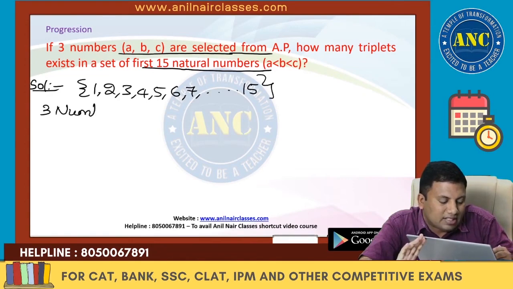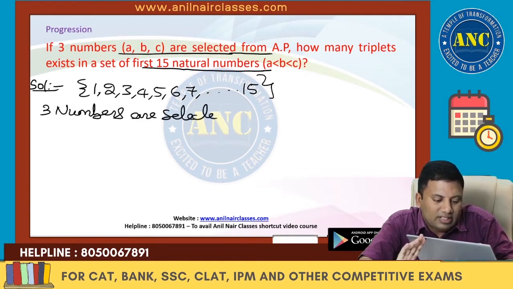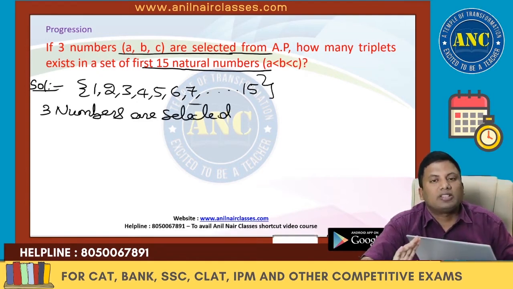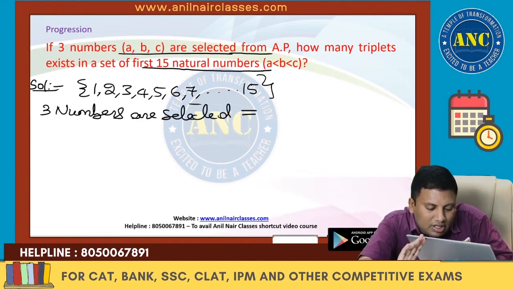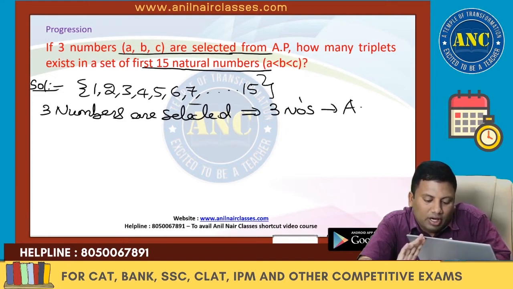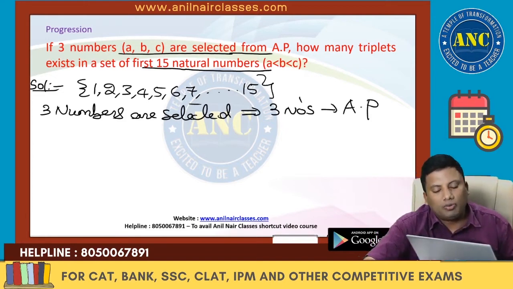3 numbers are selected. What is the condition that needs to be satisfied by these 3 numbers? The 3 numbers should be in arithmetic progression.